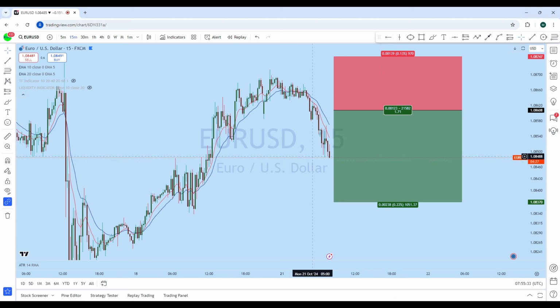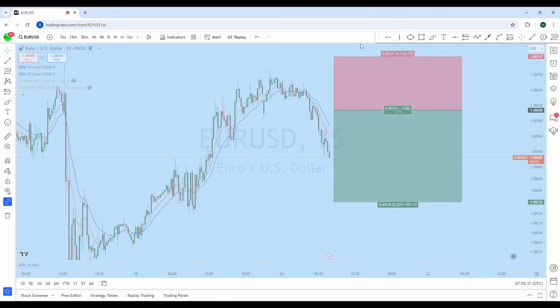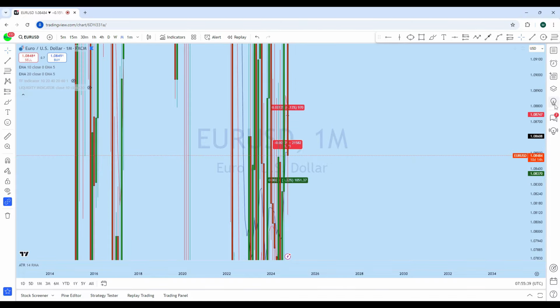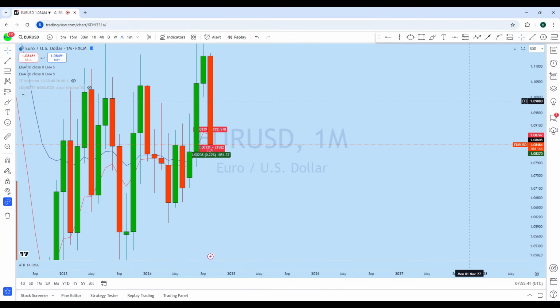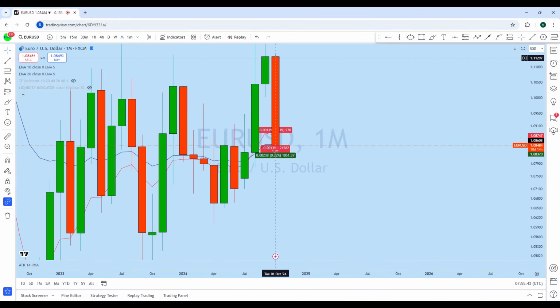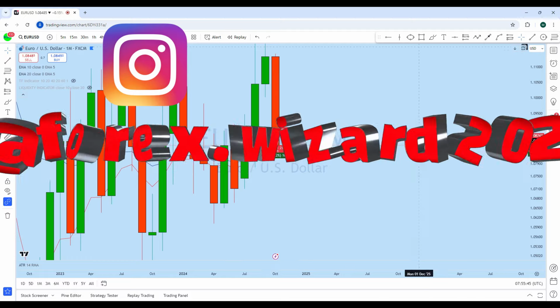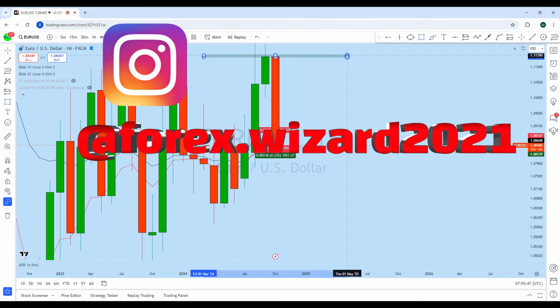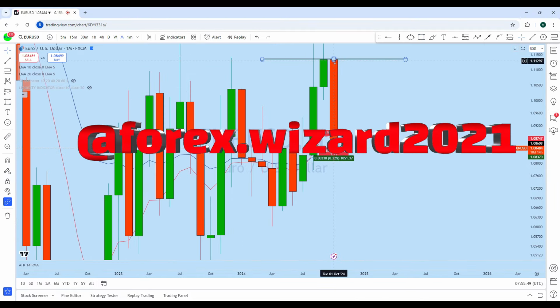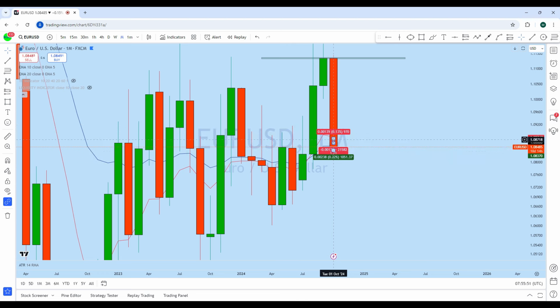I'll also be giving a full update on this trade and what we can do in the upcoming session. Looking at the monthly again on Euro USD, we can see there was a huge breakdown on the monthly from this resistance line, and with that breakdown, the price has come back to this support level.